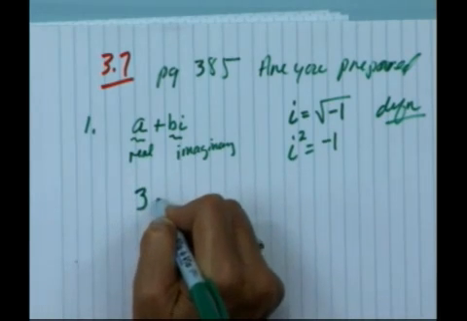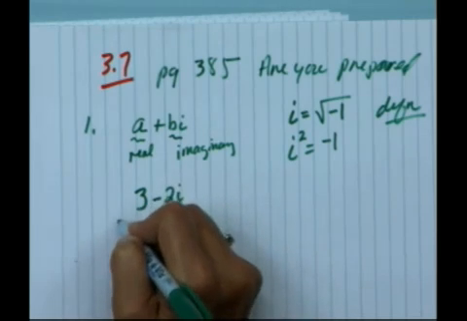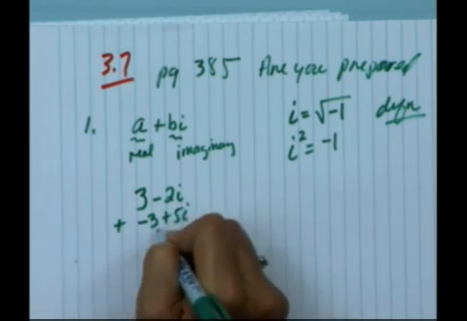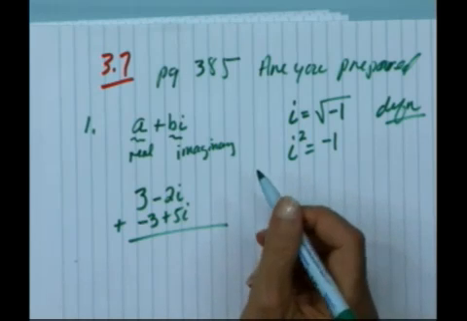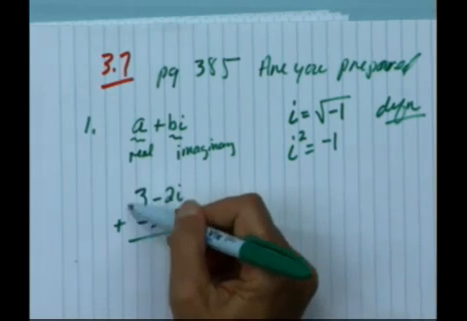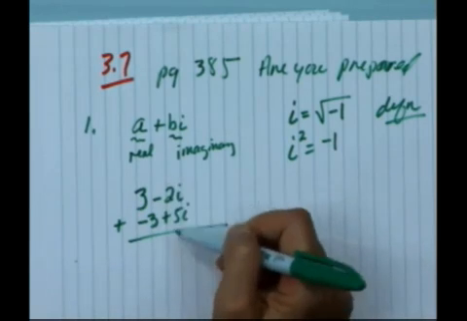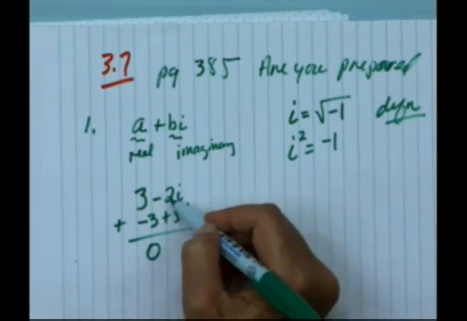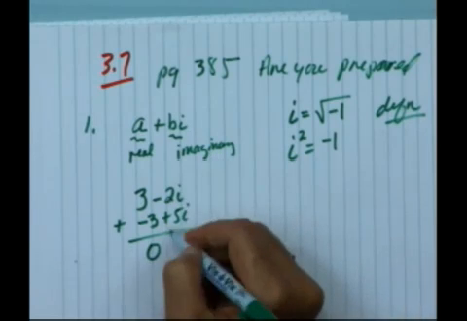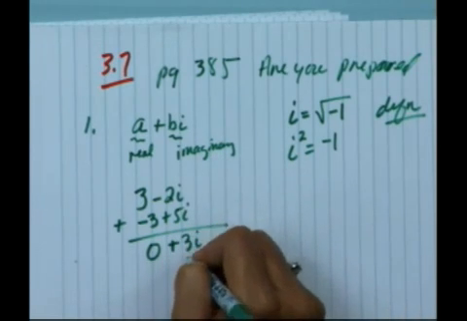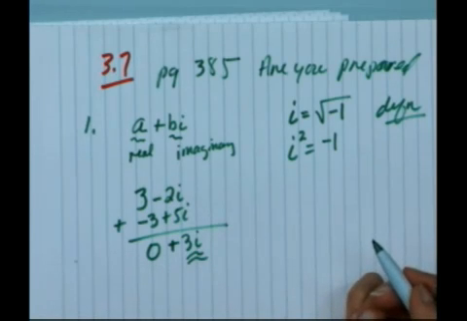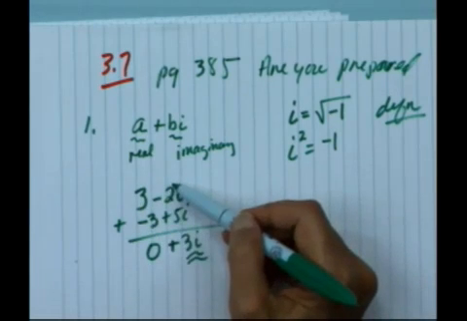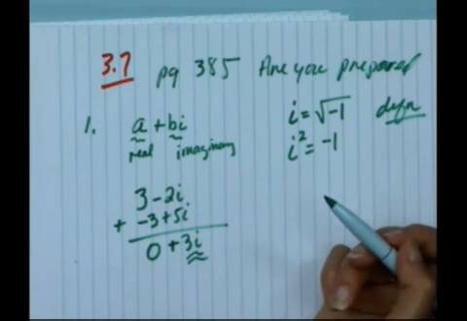Okay, so in the first problem, you first had to find the sum, which just meant that you were going to add 3 minus 2i to the complex number negative 3 plus 5i. You always add the real parts and the imaginary parts. So 3 minus 3 is 0. Negative 2i plus 5i is 3i. So the sum is 3i.